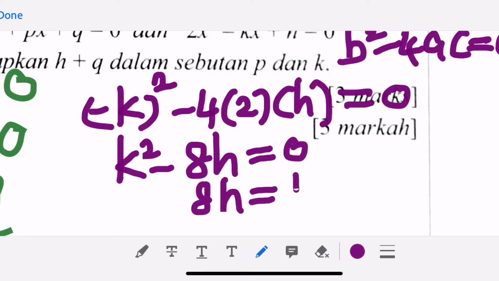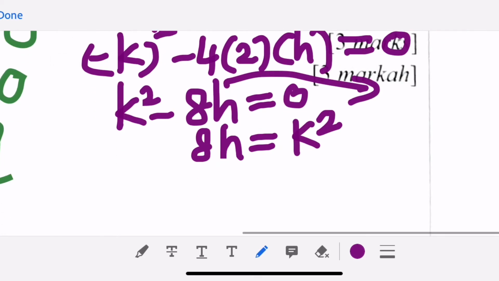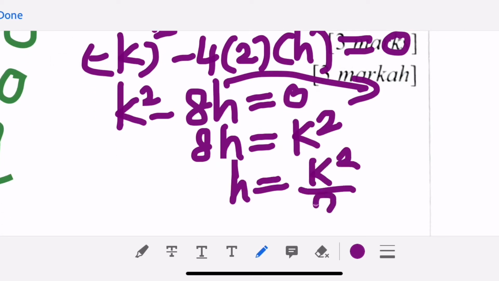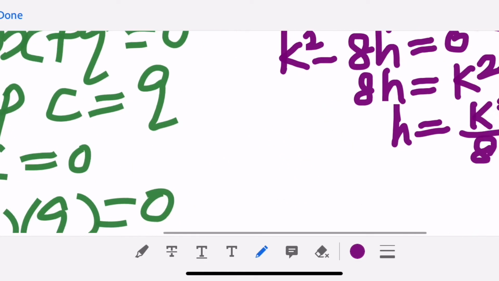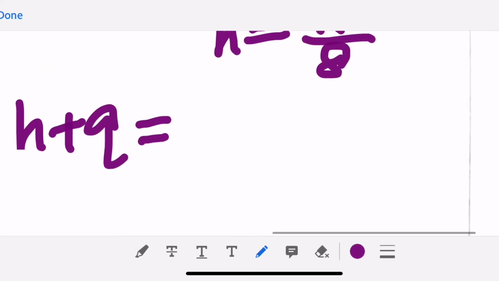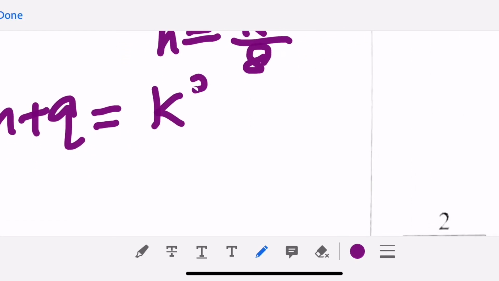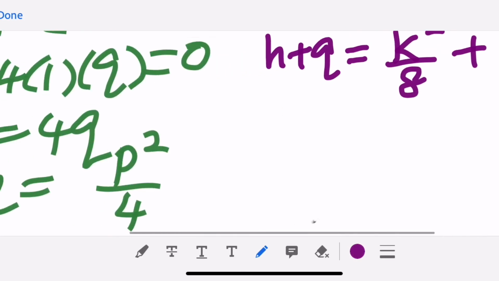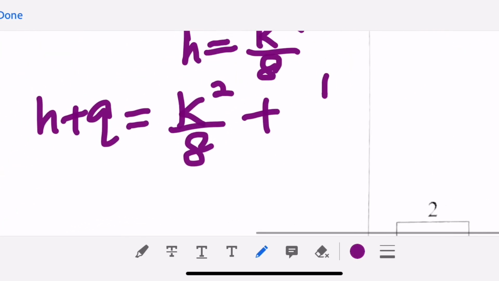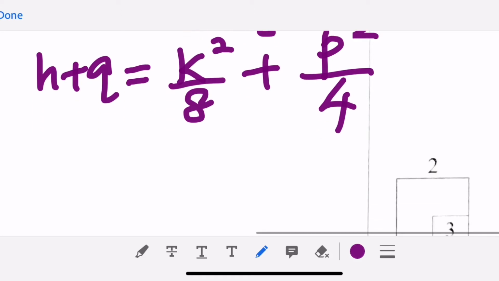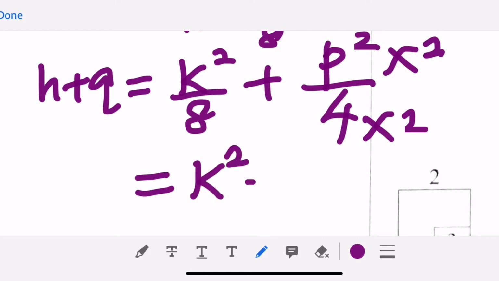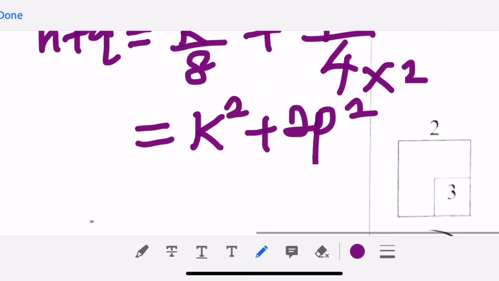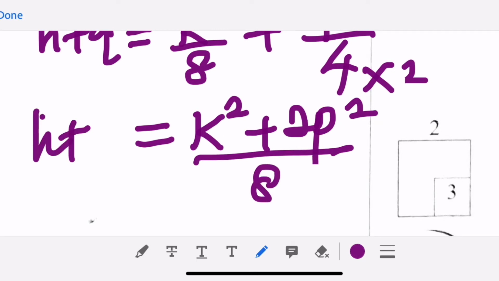Then we will make h the subject. So we bring the 8h to the right. So 8h equal to k squared. So h equal to k squared over 8. And then we just take the two answers just now and add them to get h plus q. So we have h, which is k squared over 8, and we have q just now, which is p squared over 4, right? So now we must simplify and make the denominator the same, so that we will get the answer. k squared plus 2p squared over 8 is the final answer for h plus q.